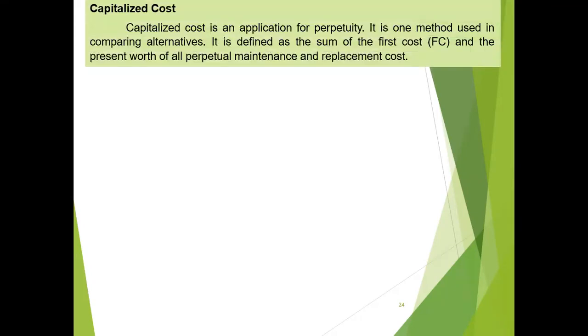Let me introduce to you another application of perpetuity, which is capitalized cost. Capitalized cost is an application for perpetuity. It is one method used in comparing alternatives. It is also defined as the sum of first cost and the present worth of perpetual maintenance and replacement.